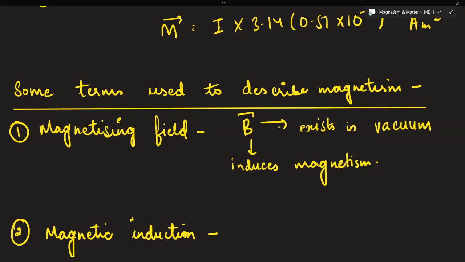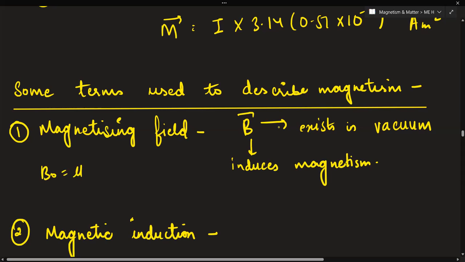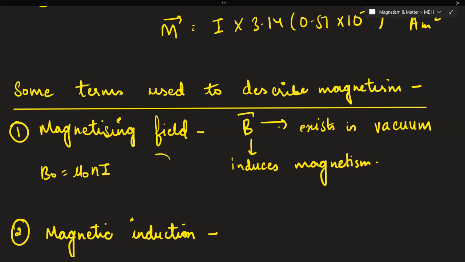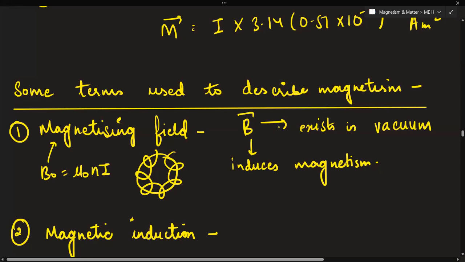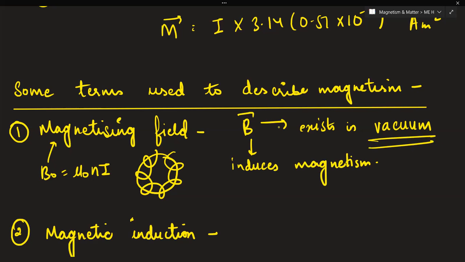A solenoid has n number of turns per unit length. So the magnetic field becomes, sorry, B is equal to mu naught n I. If this toroid is kept in vacuum, then the type of magnetic field you obtain, you'll call it the magnetizing field. This is just the difference that occurs. Fine. The main important key term is vacuum. This is the first one.